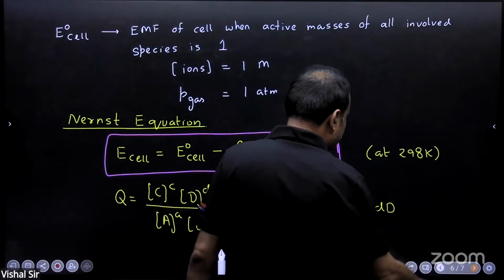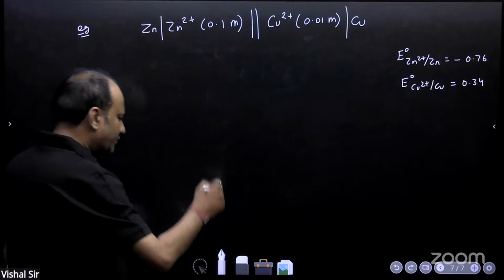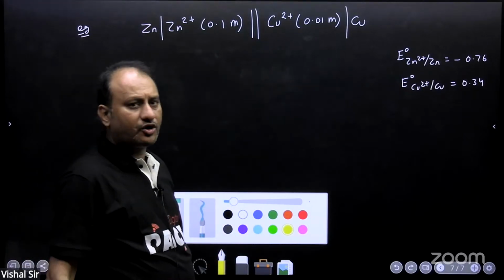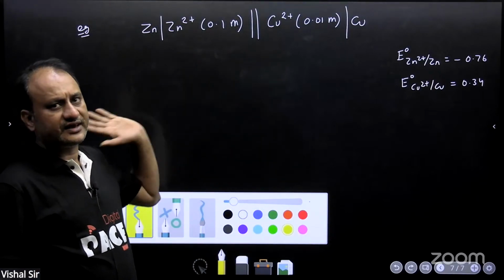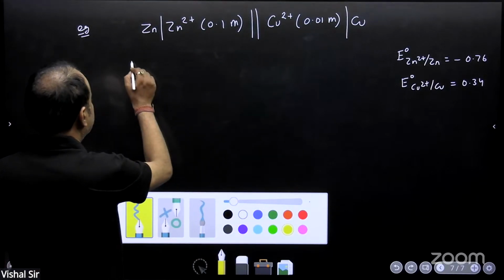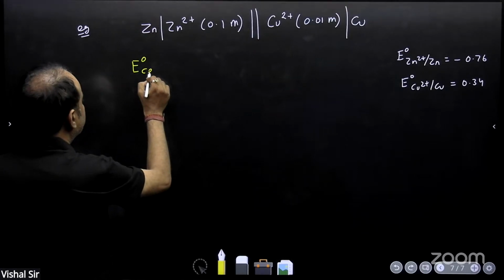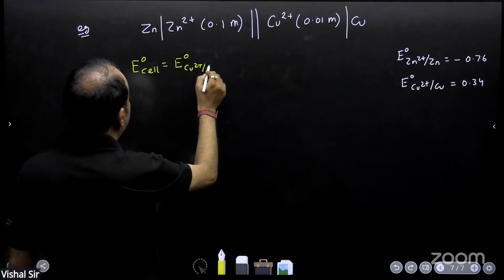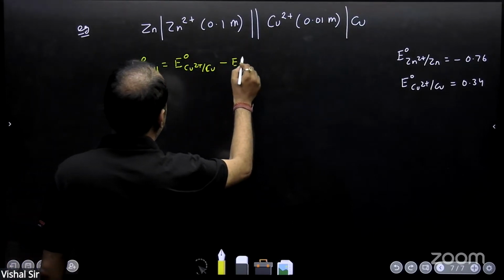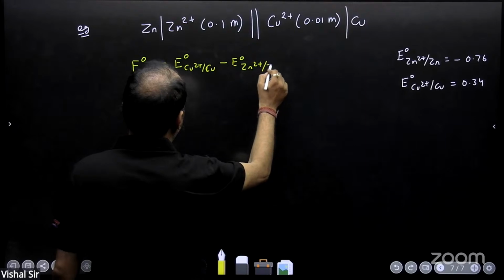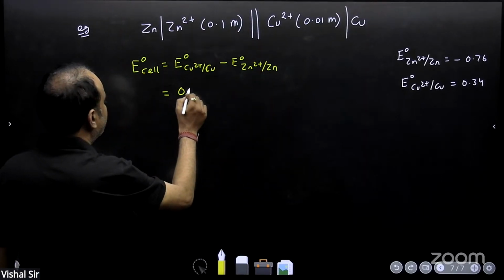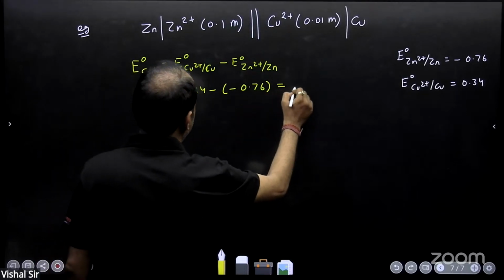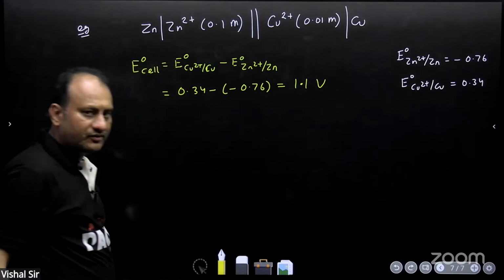Let's come back to this problem and see. E naught cell, directly I can see the notation is given to me. Copper half cell is written right, zinc half cell is written left. So copper is cathode, zinc is anode. E naught cell, I write, so that will become 1.1 volt.